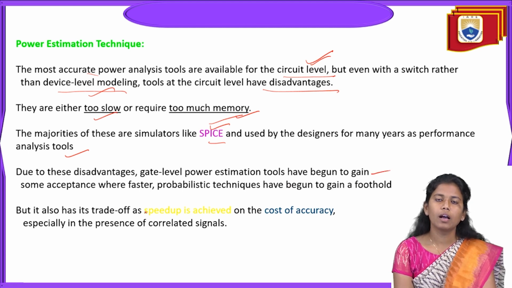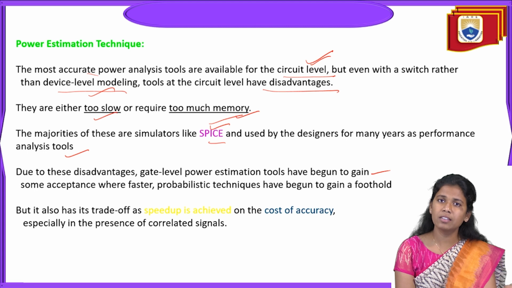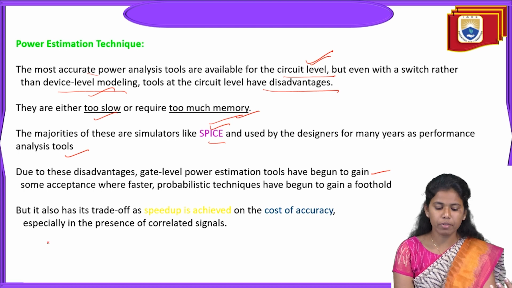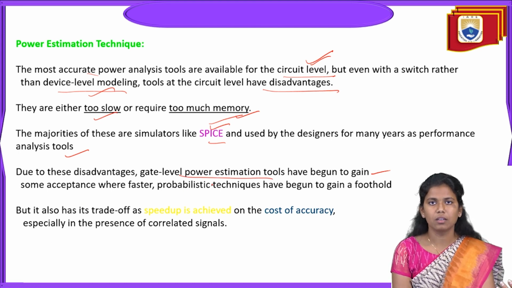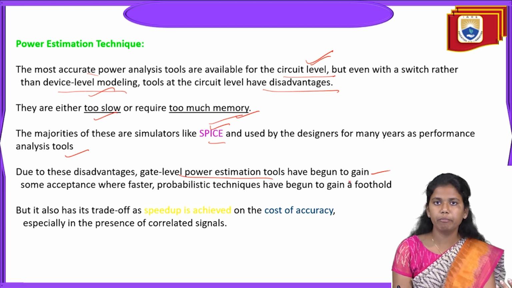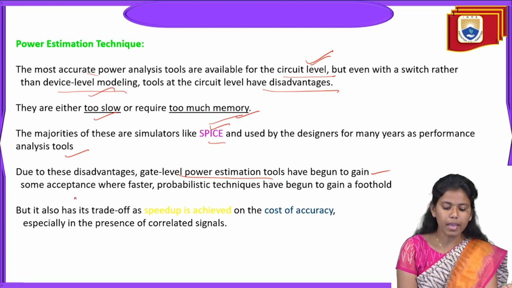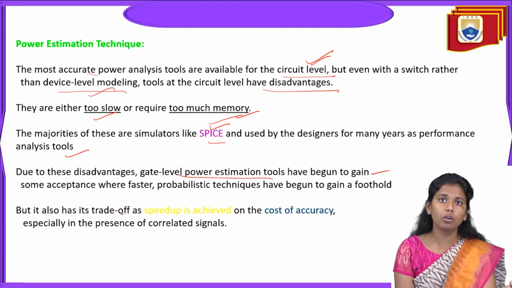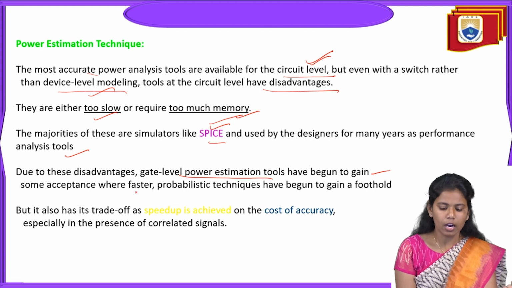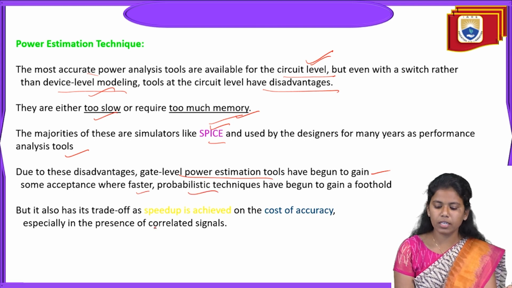So there are some disadvantages we found at the circuit level, right? In order to overcome them, gate level power estimation tools have come into existence, and they have begun to gain some acceptance because they are faster. Why are we going for gate level power estimation tools? Because they have advantages, like being faster, and probabilistic techniques have begun to gain a foothold.